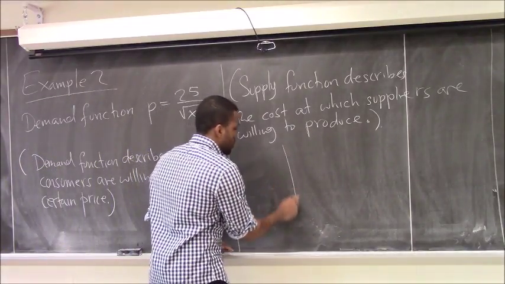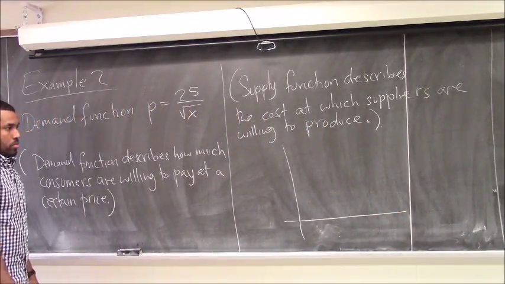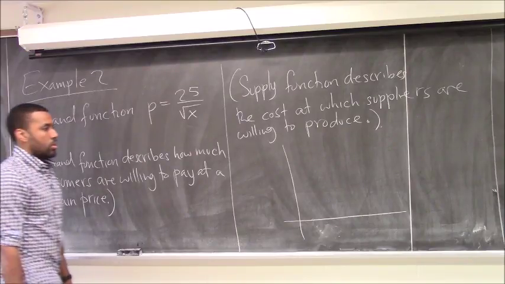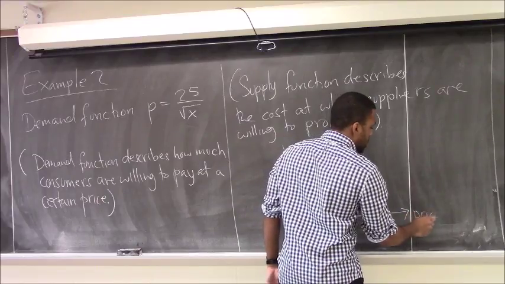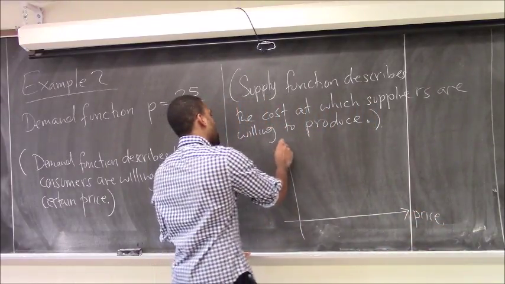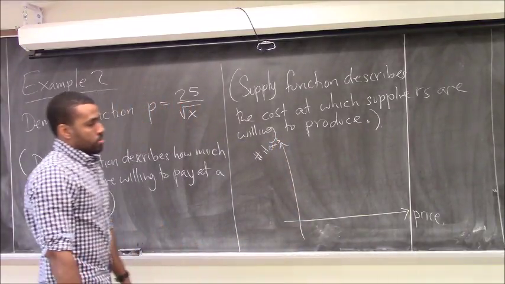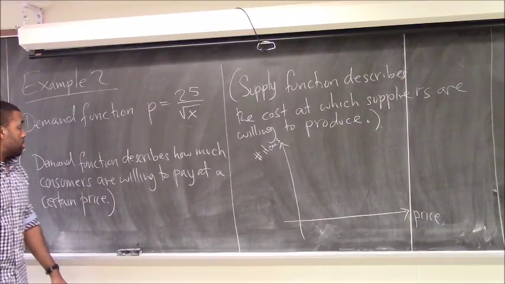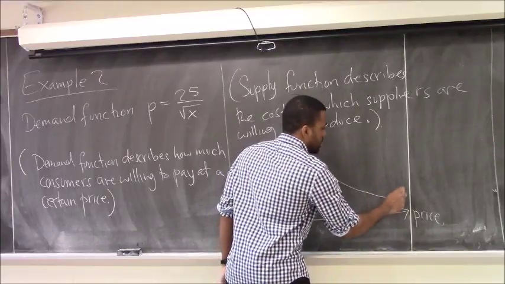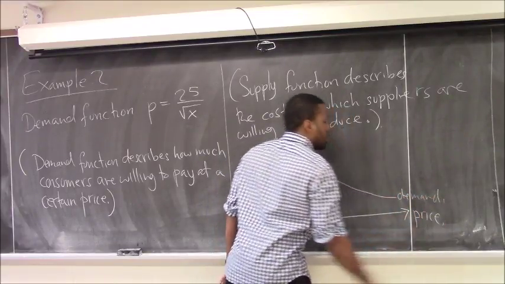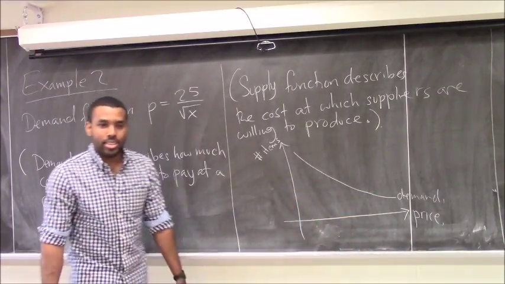So usually the kind of pictures that you would see would be something like this. If your price is plotted on the horizontal, and you can talk about number of items on the vertical, a demand function will always be a decreasing function. Because think about it, the higher the price, the less people are willing to buy it, right?